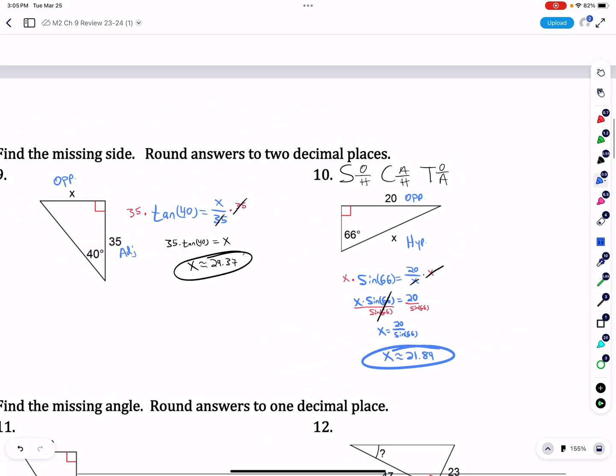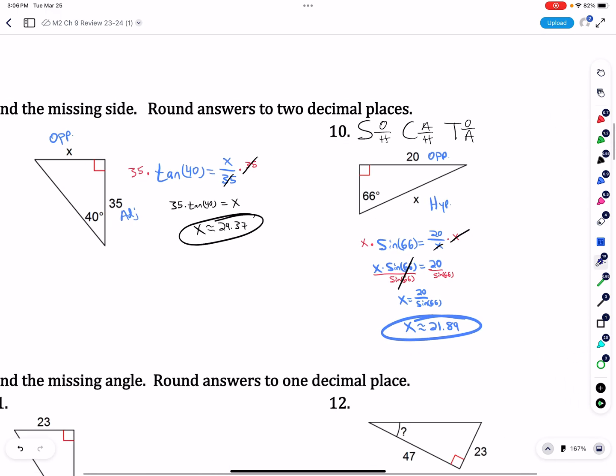So again, quick recap. When I'm given an angle and one of the sides and I just need to find the other, I'm going to use one of my SohCahToa functions, sine, cosine, tangent. And depending on whether the x is in the top or bottom of the fraction will depend on how much algebra. But these are good examples of what we are going to be required to do.